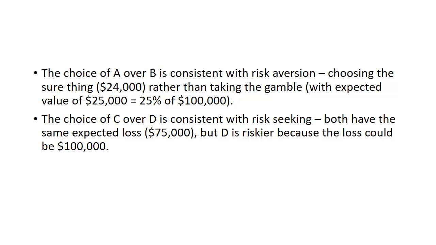The choice of C over D is consistent with risk-seeking. Both have the same expected loss, $75,000, but D is clearly riskier because the loss could be $100,000, right? But since people don't want to lose the money, they're willing to take the gamble that maybe they don't lose anything at all.